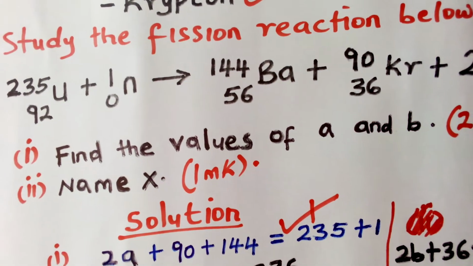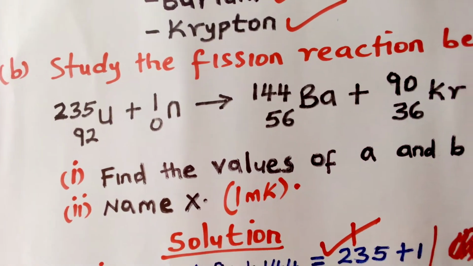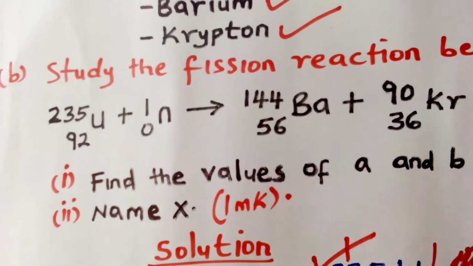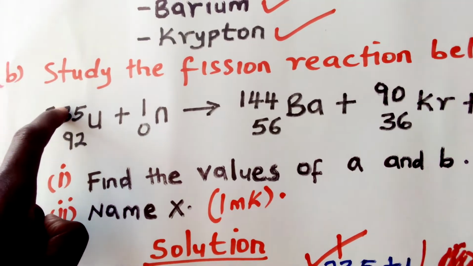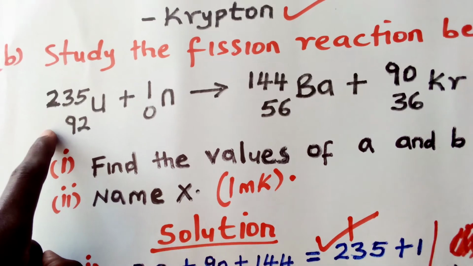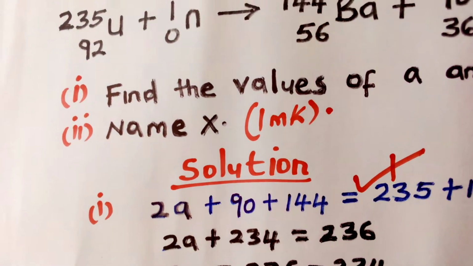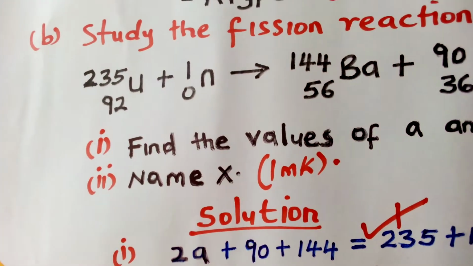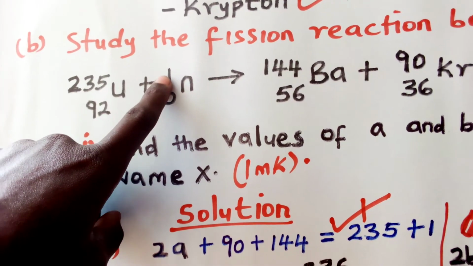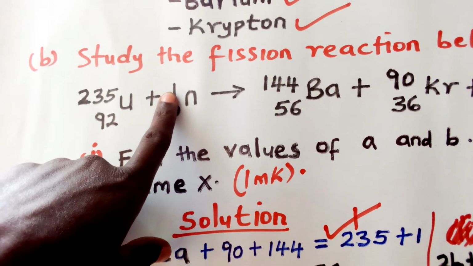So what are we going to do? We are going to balance the equation. And how do we balance the equation? We are going to look at the mass numbers alone. Mass numbers, that is the top part. The atomic numbers are these ones down. So let's begin with the upper part. When you add 235 plus 1, you get 236.